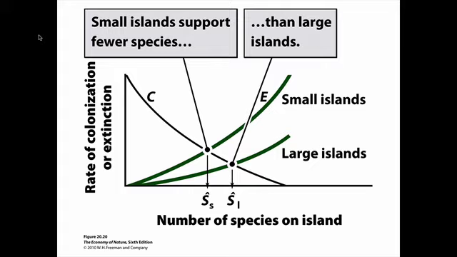So when you look at where the lines cross, this would predict that the large island would have, on average, more species than the small island. And it is because of the difference in extinction rate.